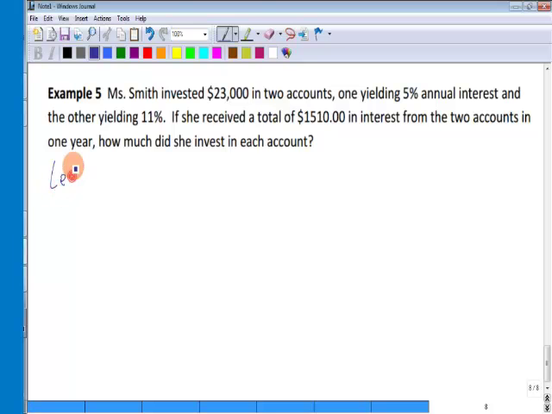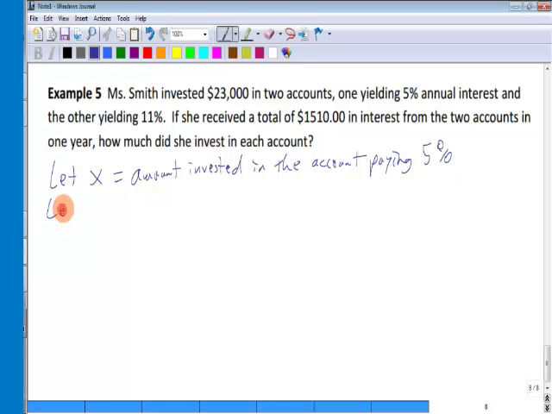So we're going to let X be the amount invested in the account paying 5% annual interest rate, and then let Y equal the amount invested in the account paying 11%. Close to Bernie Madoff numbers there, but maybe there was less risk perhaps than that.